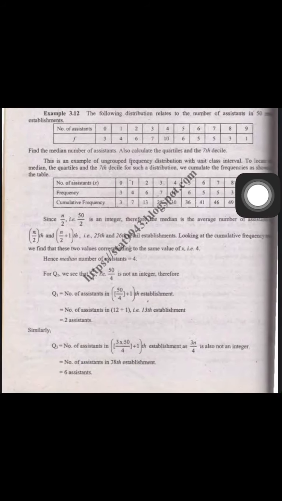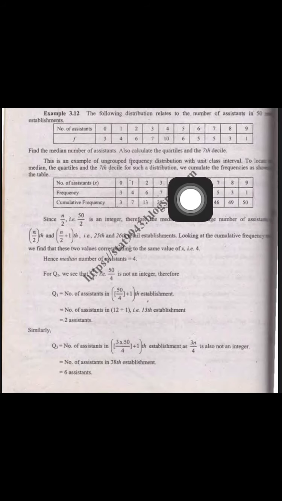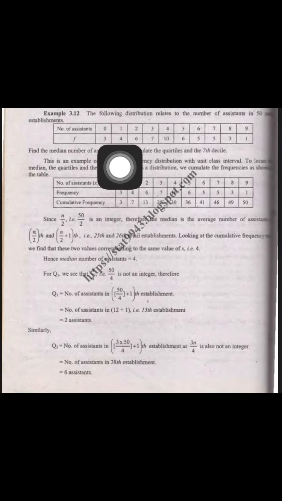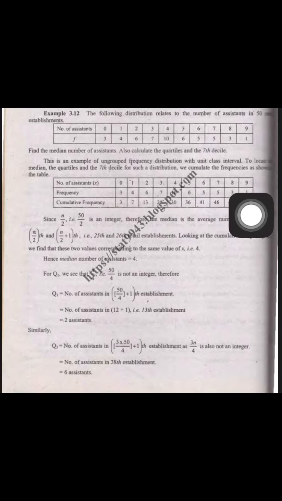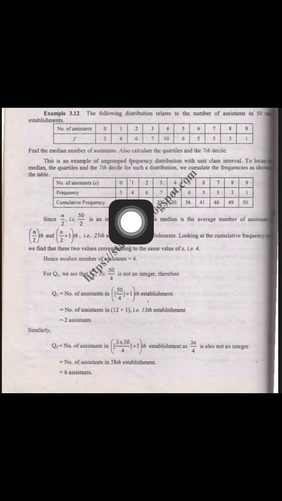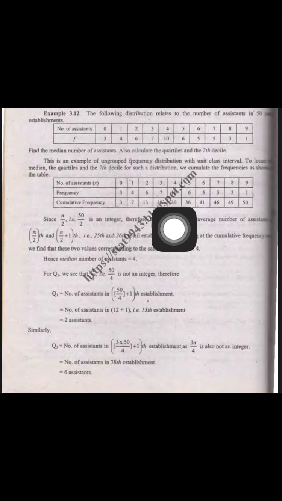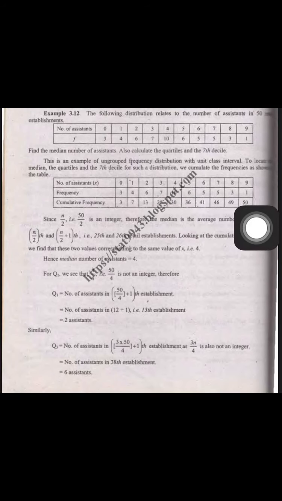Now further is the example for the discrete grouped data. I am using the same formulas which I used in the previous section for the ungrouped data. So here is the number of assistants and the frequency given here, and I have to find the column of the cumulative frequency. So here is the cumulative frequency: 3, 3 plus 4 is 7, 7 plus 6 is 13, 13 plus 7 is 20, like that I have the cumulative frequency.